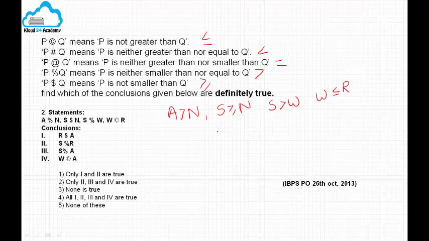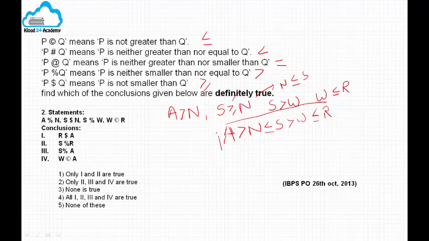Alright, so now we'll form a tree because there is no continuity. A is greater than N. Now there is no N on the left, but here we are given S is greater than or equal to N, so we are going to flip it. So this will become N less than or equal to S, then S is greater than W, and W is less than or equal to R. Alright, so this is my question now.